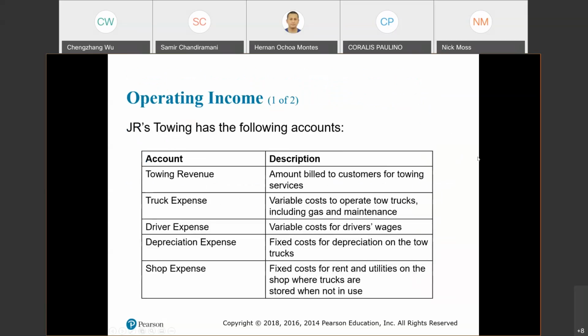So to illustrate these points, let's consider a fictitious company called JR's Towing, a towing service company, which owns a small fleet of tow trucks used to pick up cars involved in accidents or mechanical breakdowns. And they tow the car to deliver it to the repair shops.